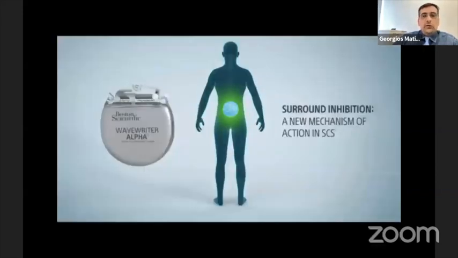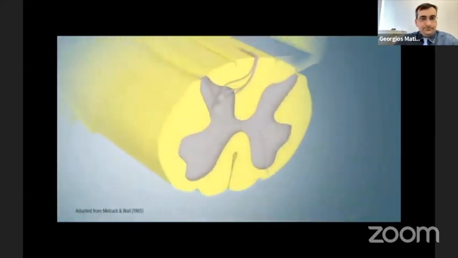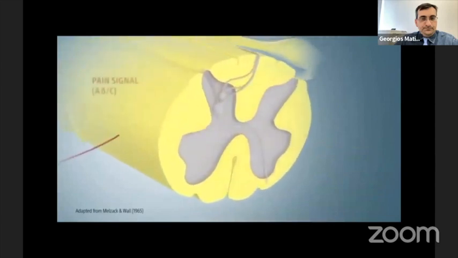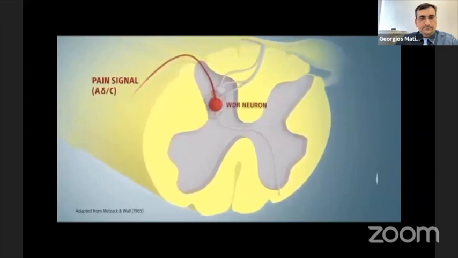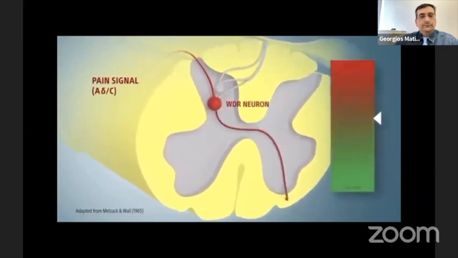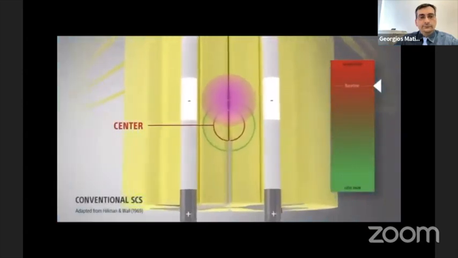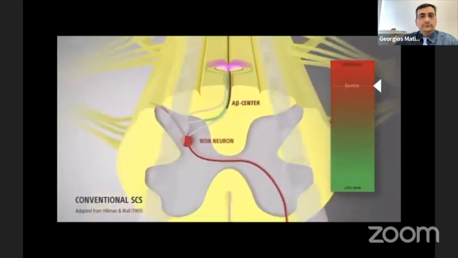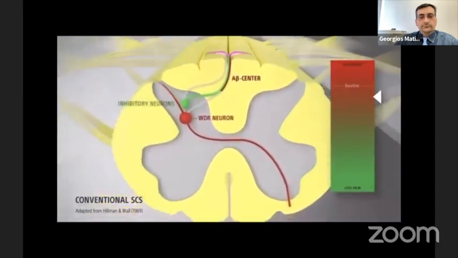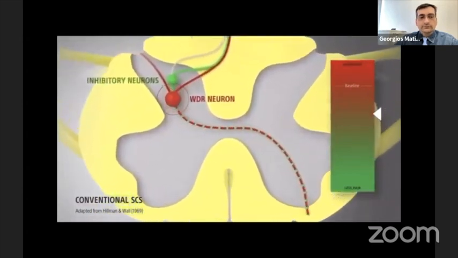It's about the FAST waveform. Professor Warren Grill of Duke University recently explored the impact of surround inhibition on SCS. Here's how it works. In the gate control theory, small sensory fibers send pain signals to the wide dynamic range, or WDR, neurons, which are then transmitted to the brain. Conventional SCS activates larger sensory A-beta fibers from the center area of pain. These fibers activate inhibitory neurons, which limit WDR firing and immediately reduce pain, despite also causing some WDR excitation.